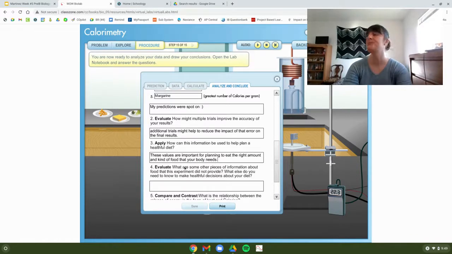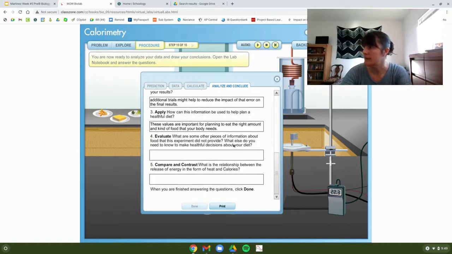For example, number 4, evaluate. What are some other pieces of information about food this experiment did not provide? What else do you need to know to make healthful decisions about your diet? So this one only told me about calories, and I know amount of fat is important, amount of sugar is important. Everything else on that nutrition label, also important.